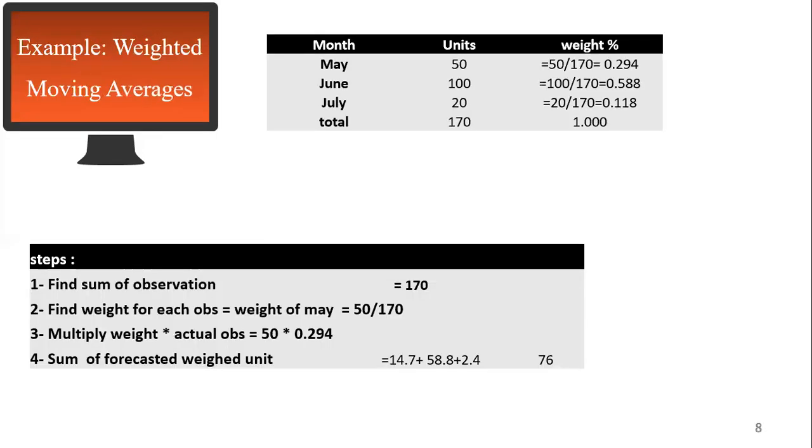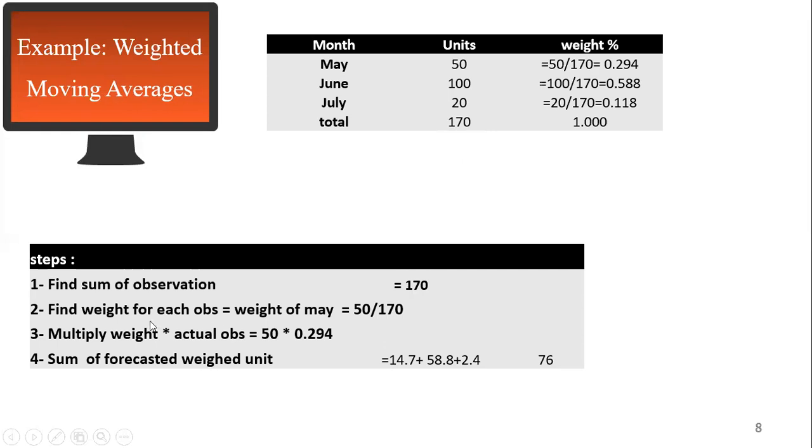So let's see how we can do this. I give you data for May, June and July: 50, 100 and 20, sorry. So I have to do the following steps. The first step, I have to find the sum of the observations, which is 50 plus 100 plus 20. It gives me 170. This is the sum of the observations.